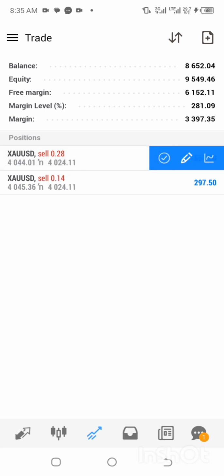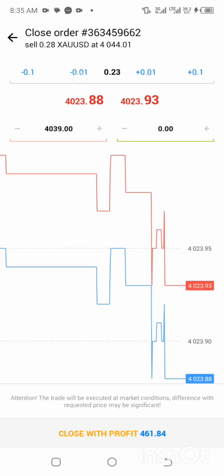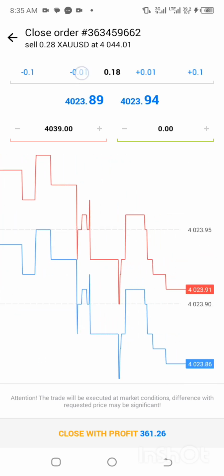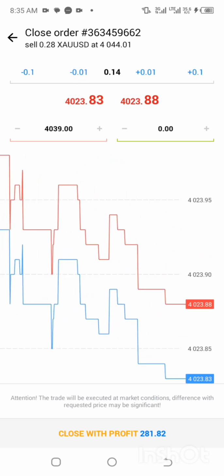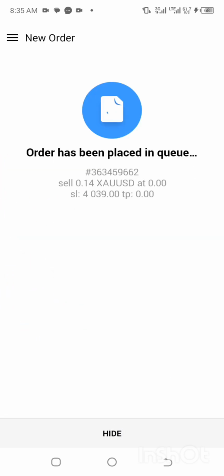Okay. The first one, remember the first one you did has moved down. The higher lot size has moved up. So you come back to that one and do the same thing: reduce it to 0.14. Okay, fine. So you hit your close with that profit.